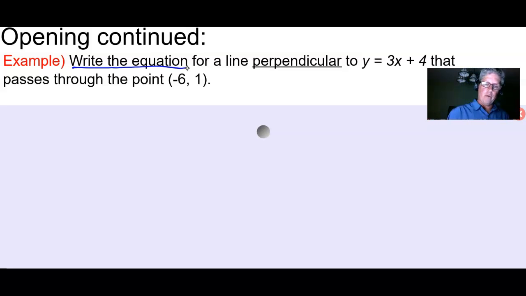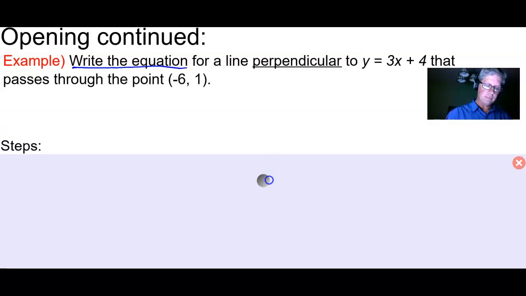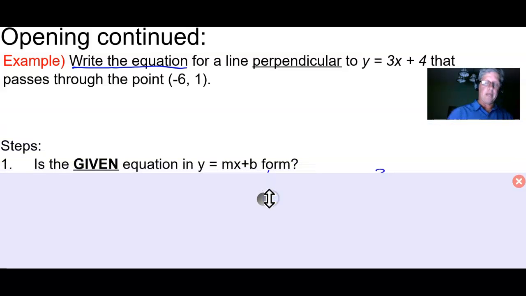Here we go. We're given a line and we're given a point. All right, I'm really going to write this one out for you. If you want, you slow down and take notes. First, the question you ask: is it in y = mx + b form?